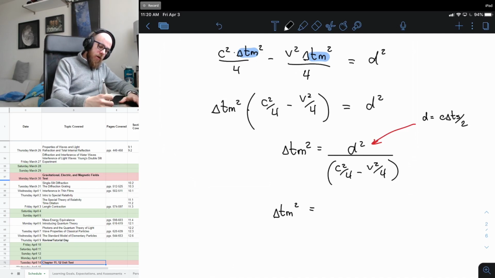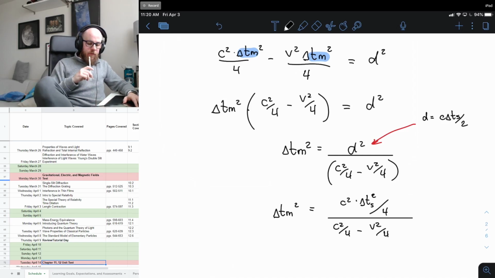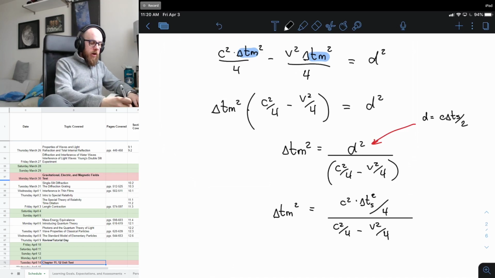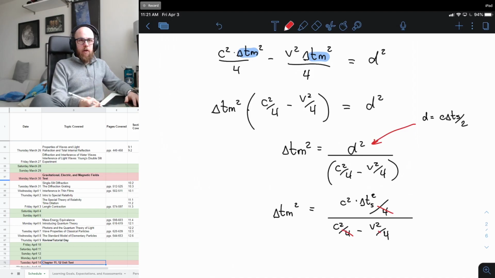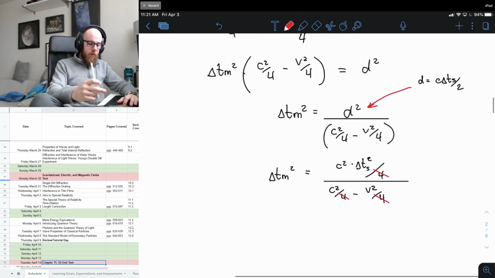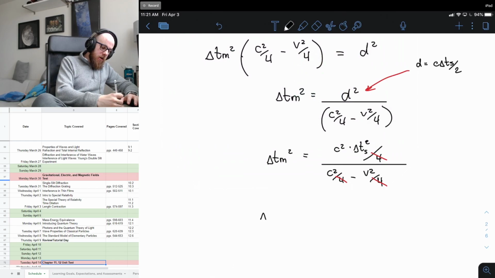So I will get c squared times delta t s squared over c squared over 4 minus v squared over 4. Okay. And if I pay close attention here, I notice that I have a divide by 4 in every single term here. So that just cancels itself out. Okay. So I'll clean that up slightly here. Delta Tm squared equals c squared delta t s squared over c squared minus v squared.